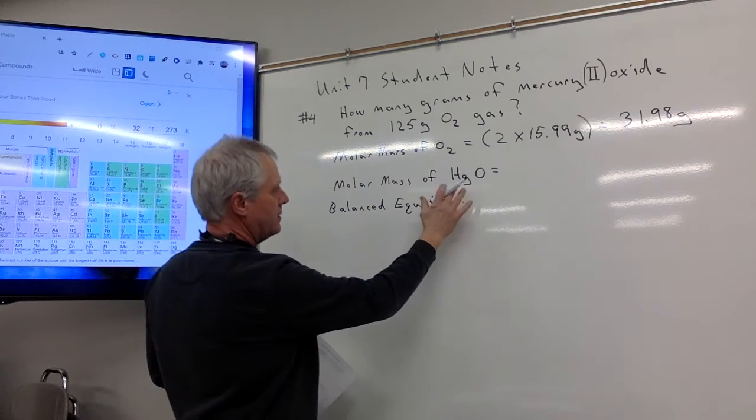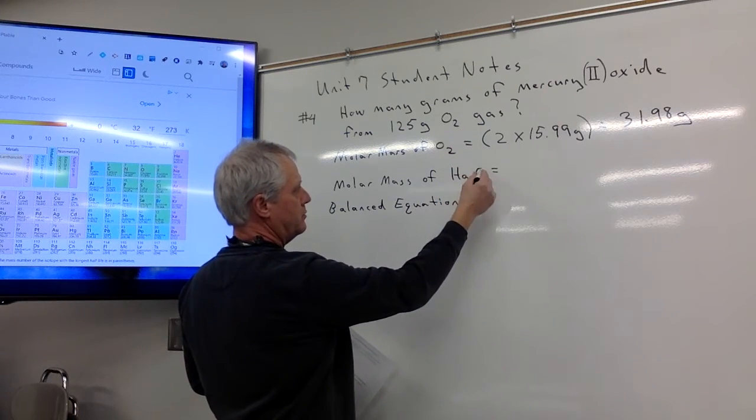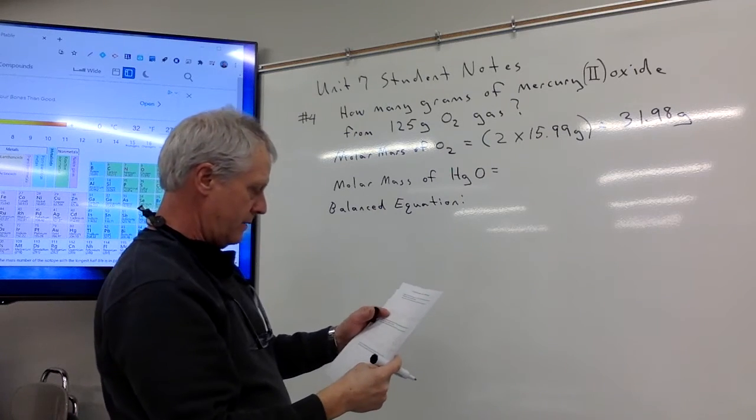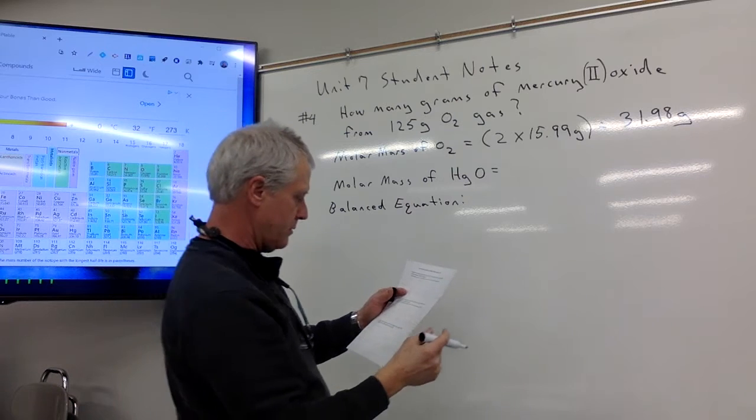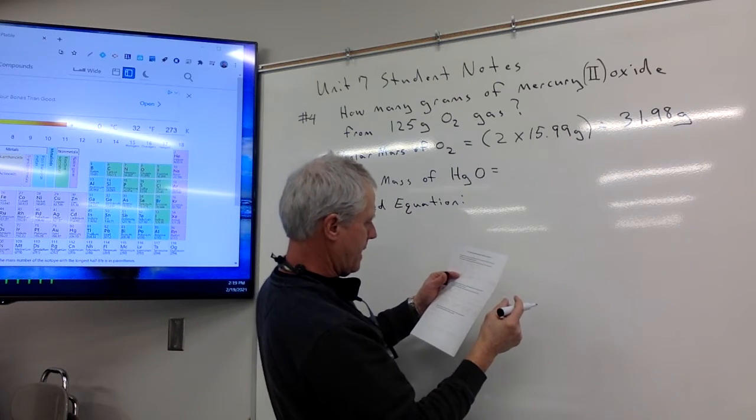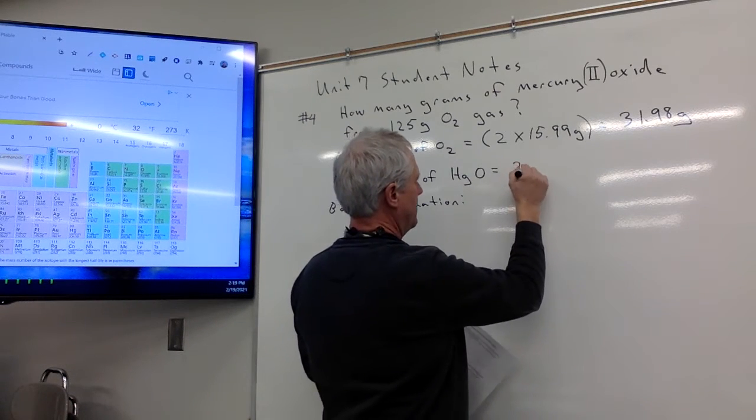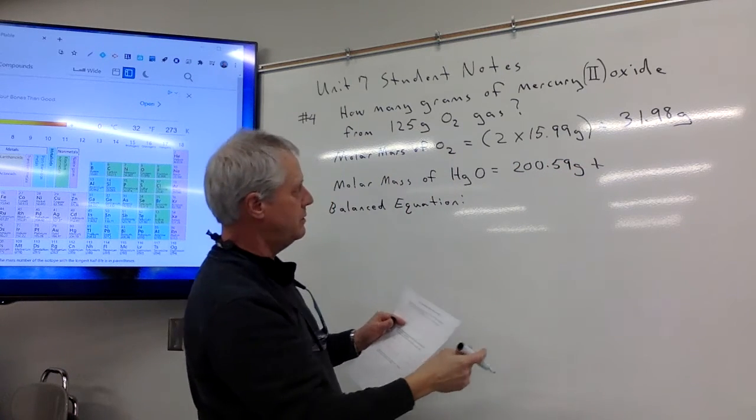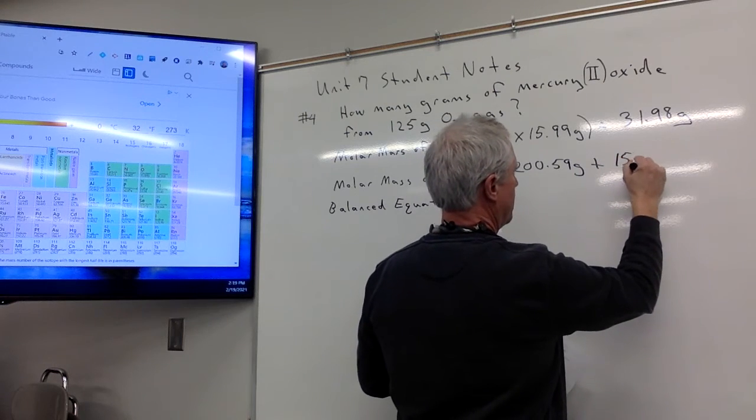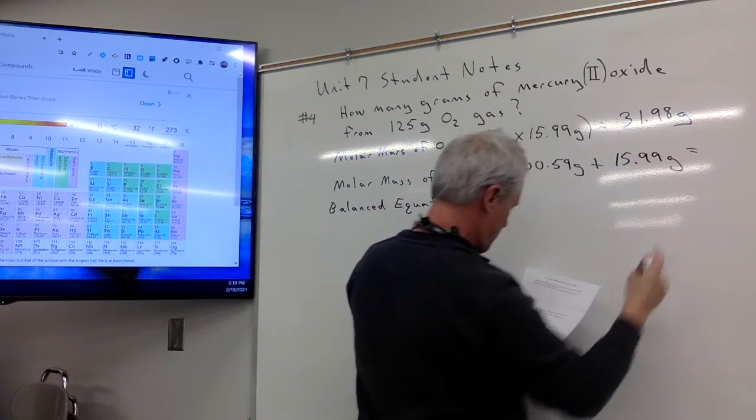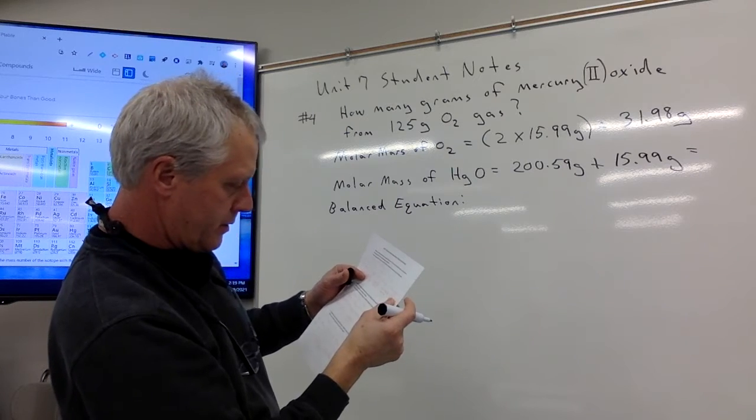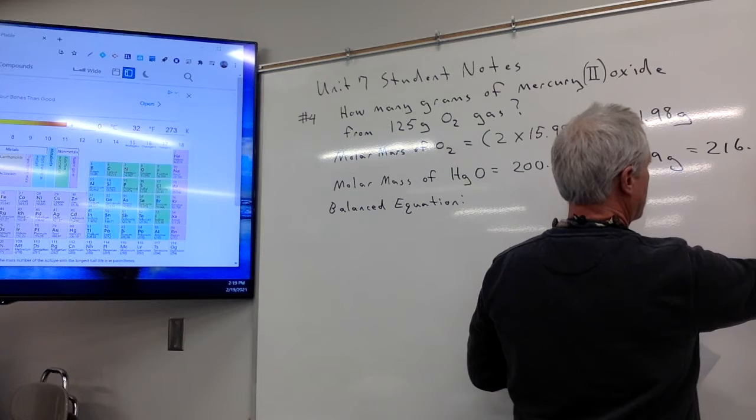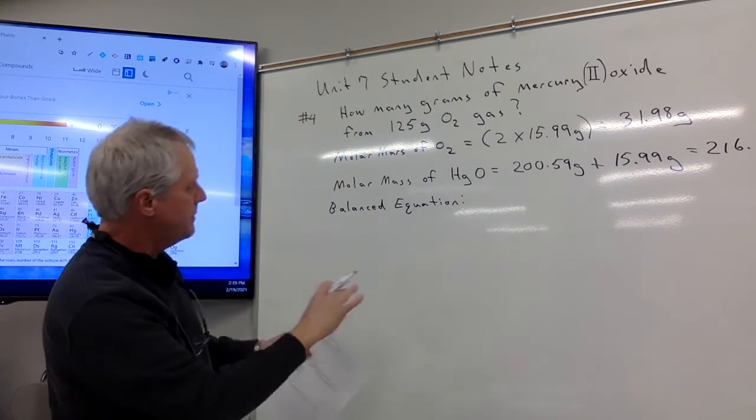Now, mercury oxide, mercury 2 is a 2 plus, oxygen is always a 2 minus, so that's the formula for that. And then, so we have 2 different elements here. So mercury's atomic mass is 200.59. So we're just simply going to add that to 1 oxygen, which is 15.99, for a total of 216.58 grams. Okay.